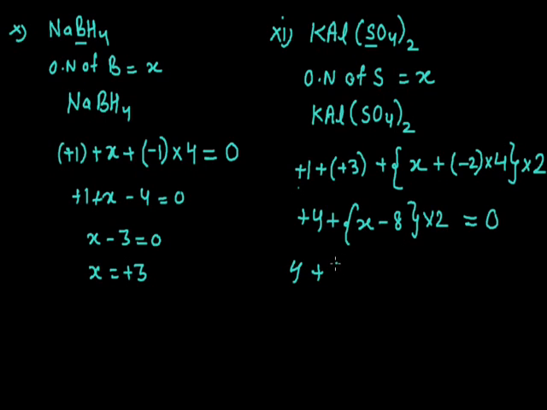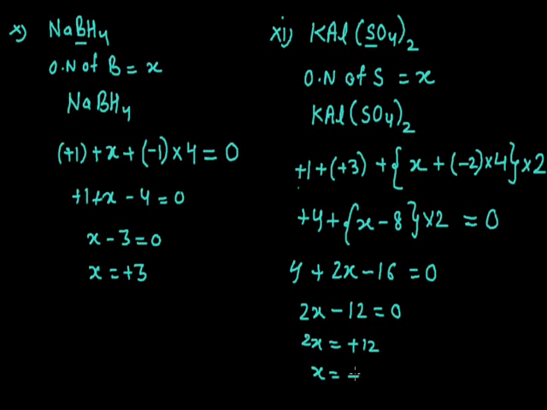Now 2 multiplied by x is 2x, and 2 multiplied by -8 is -16, is equal to 0. Now 2x plus 4 minus 16 gives -12, is equal to 0, or 2x is equal to +12, or x equals +12 divided by 2, which means x is equal to +6. So we can say that the oxidation number of sulfur in potassium aluminum sulfate is equal to +6.